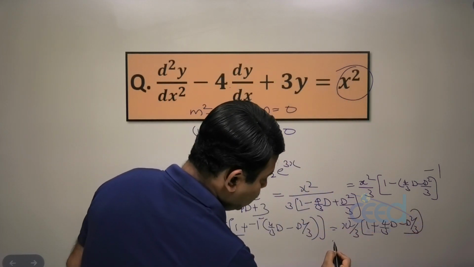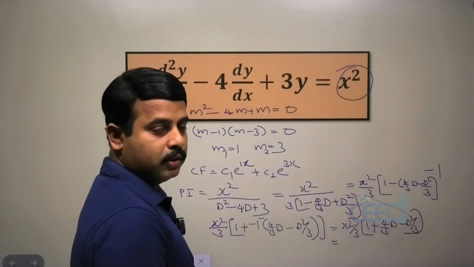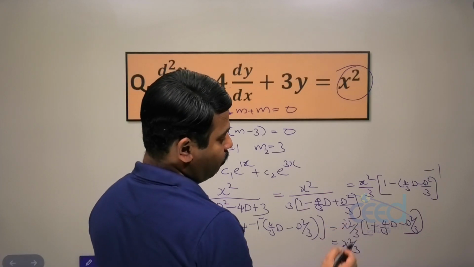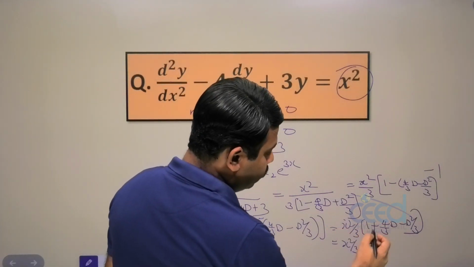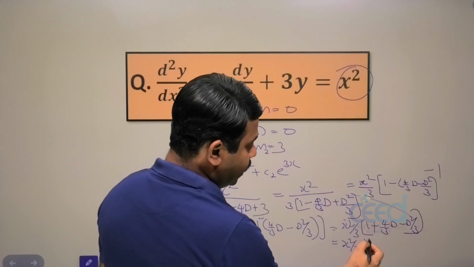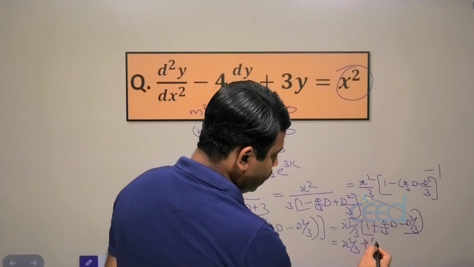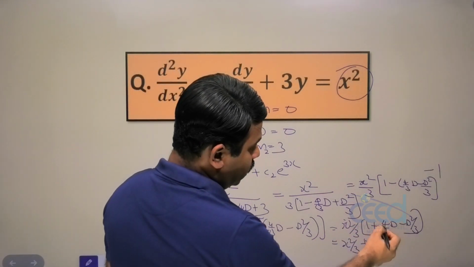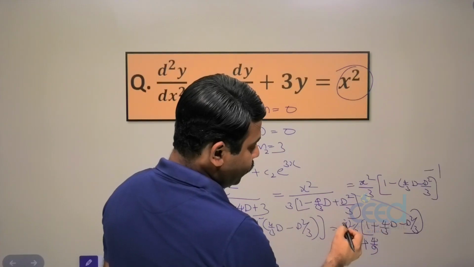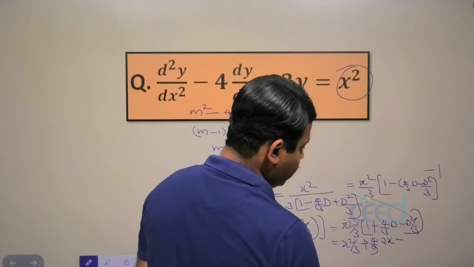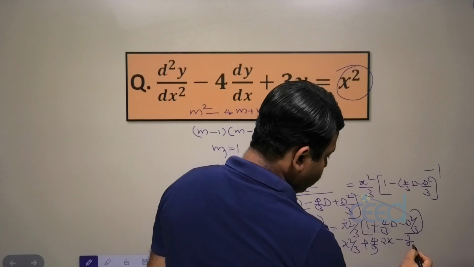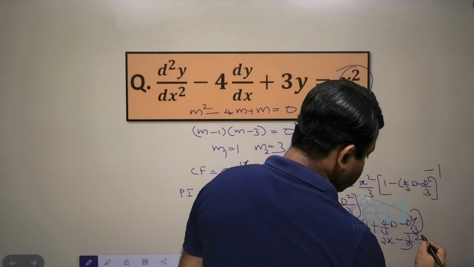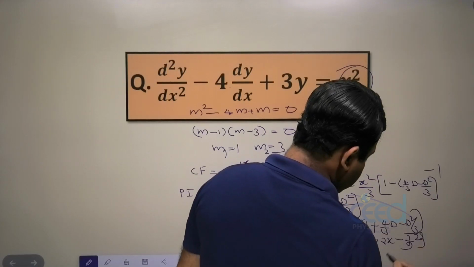Now x square by 3, this is equal to x square by 3, right? x square by 3 plus 4 by 3 into x square by 3, 4 by 3 I have taken out, then 4 by 9 into the differential of x square, that is 2x, minus 1 by 9 into the double derivative of x square, that is 2 only, right.